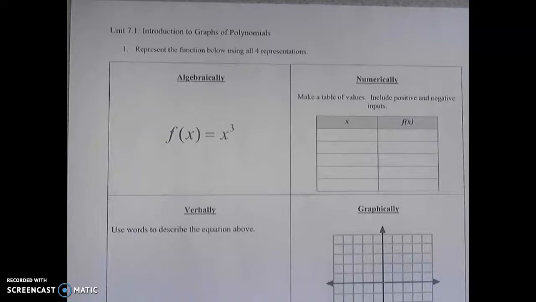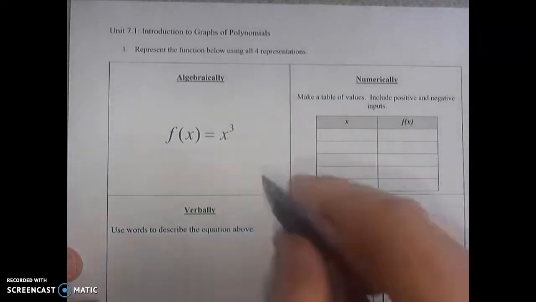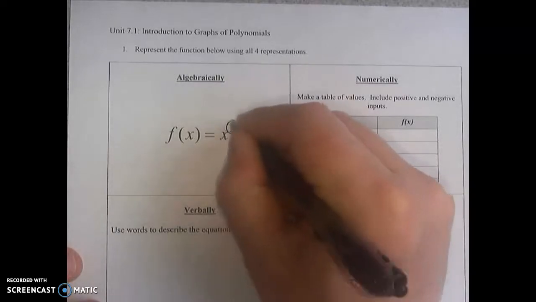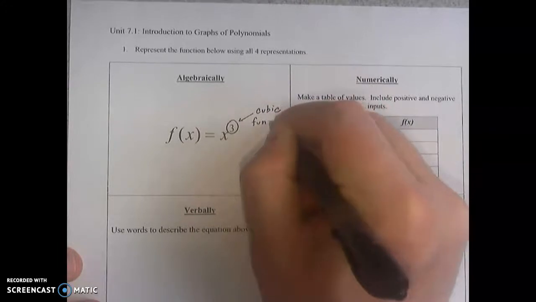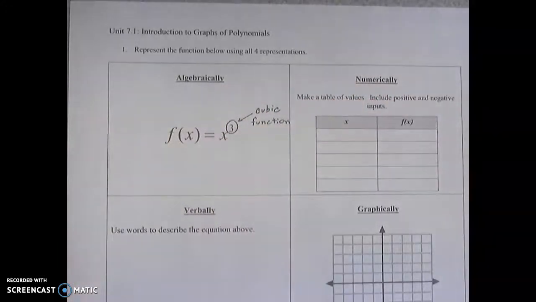Okay? So as you know, polynomial functions are variables to exponents. In this case, we have a variable raised to the third power. But we're going to work with it as an example here. We would call this a cubic function because that's x cubed, x to the third power. Okay?